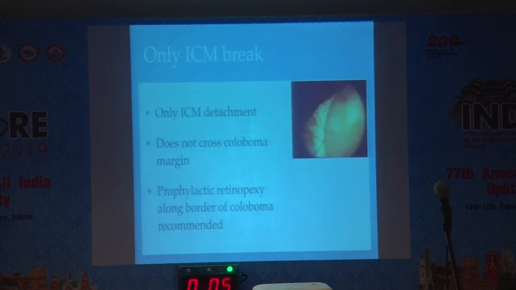If you have only an intracalary membrane break, which is often seen in the fellow eye when they come with loss of vision in one eye, what you find is only an intracalary membrane detachment. It doesn't spill over to the normal retina, and hence the visual acuity is still not affected. Now, these are the eyes which are potentially at risk for spilling over and causing loss of vision, and hence are good indication for prophylactic retinopexy along the border of the coloboma, very strongly recommended.